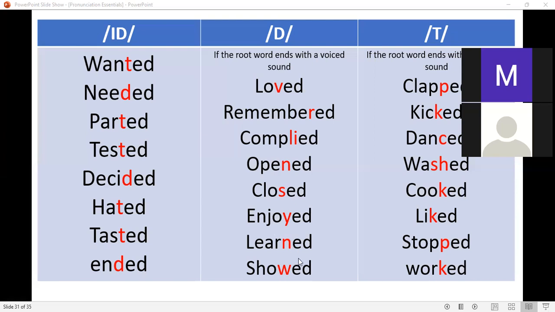Okay. Learned, showed, clapped, kicked, danced, washed, cooked, liked, stopped, worked. Yeah, I know it's a little bit challenging saying k, t, but that's what we need to do. Worked, worked. Again, worked. Brilliant. Thank you, Mr. Ahmed. Let's go.